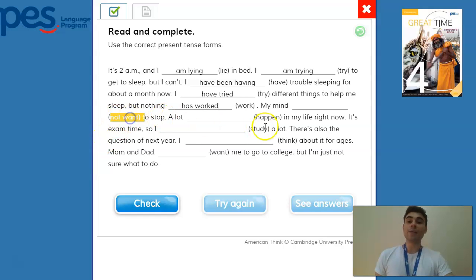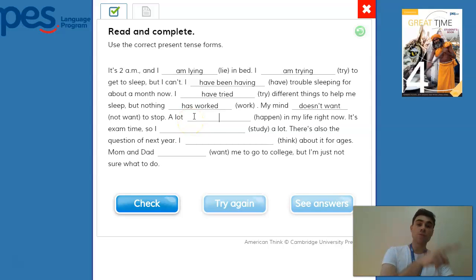My mind doesn't want to stop. Why? Because here she is telling us a fact, right? It's not something going on, not even something that started in the past and is still on, right? And she's saying a lot happened in my life right now. So she's saying that in this moment of her life, things are continuously happening. So a lot is happening in my life now. Wow, so many P's.